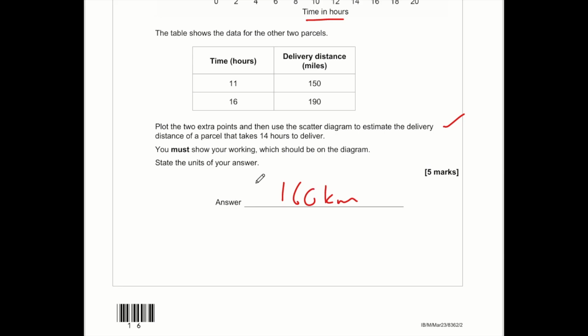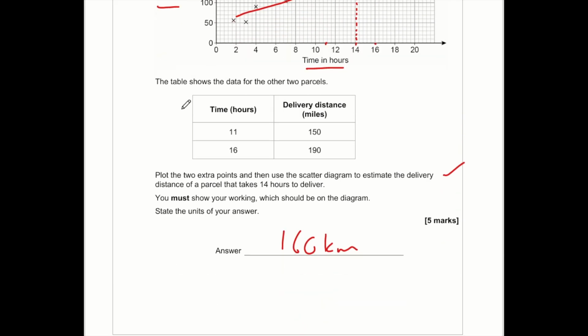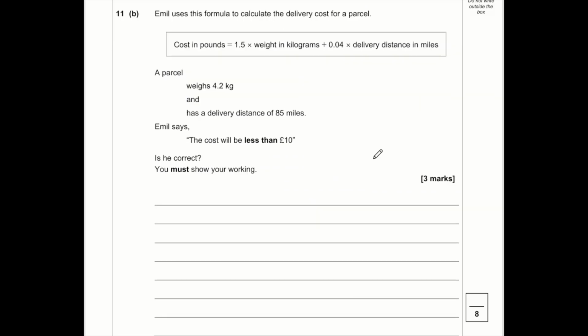Okay, it does say state the units. Oh, sorry, it's not kilometers, it's miles. So just as well I checked that. There we go, miles. Okay, right, let's move on to 11b.